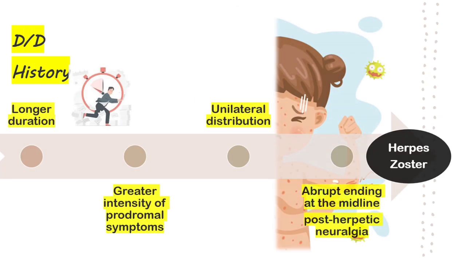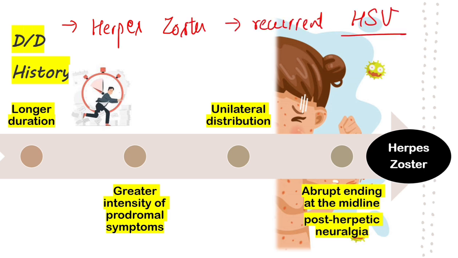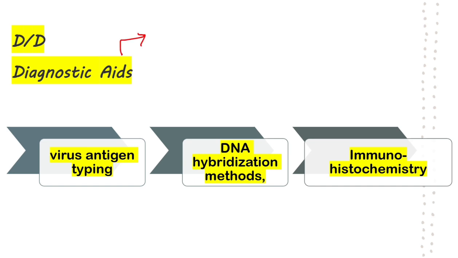Herpes zoster is often mistaken for recurrent herpes simplex virus infection and may present similarity on clinical examination. However, certain features such as long duration, more intense prodromal symptoms, unilateral distribution with abrupt end at midline, and the presence of post-herpetic neuralgia are suggestive of herpes zoster. So these points you must remember for giving a final diagnosis of herpes zoster. In cases where the diagnosis is uncertain, definitive tests such as virus antigen typing, DNA hybridization methods and immunochemistry can be employed to confirm the presence of varicella zoster virus.